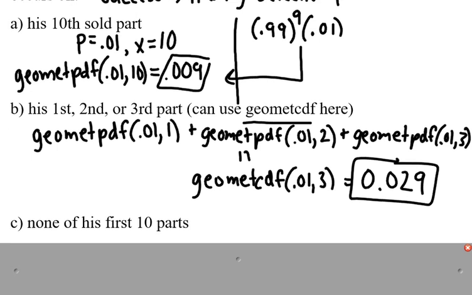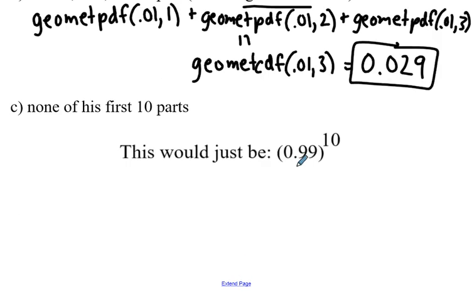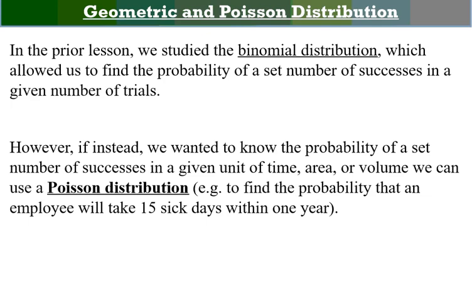Last one, what's the likelihood it occurs on none of his first 10 parts? Well, technically, this really isn't a geometric distribution, so we haven't even had a success yet. If he had 10 straight failures, how would we calculate that? Well, this would just be 0.99 to the 10th. If you grab a calculator and type in 0.99 to the 10th, the likelihood he fails on all 10 events, which means his first 10 parts are all good parts, that is 0.904. 90% chance that the first 10 parts he sells are all going to be good. That is a geometric distribution.